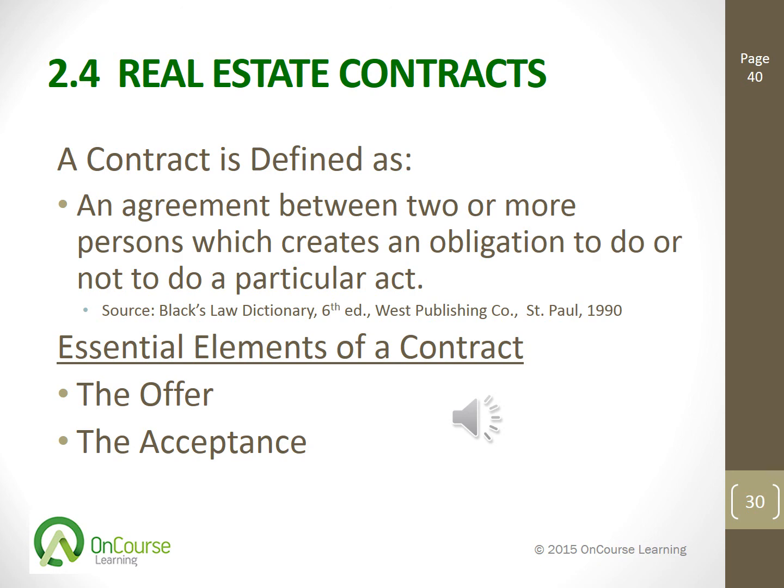That's the important part, the obligation to do or not to do a particular act. That comes out of Black's Law. The essential elements of the contract are the offer and the acceptance. When an offer is accepted, then we have a situation where we're getting ready to go to escrow.